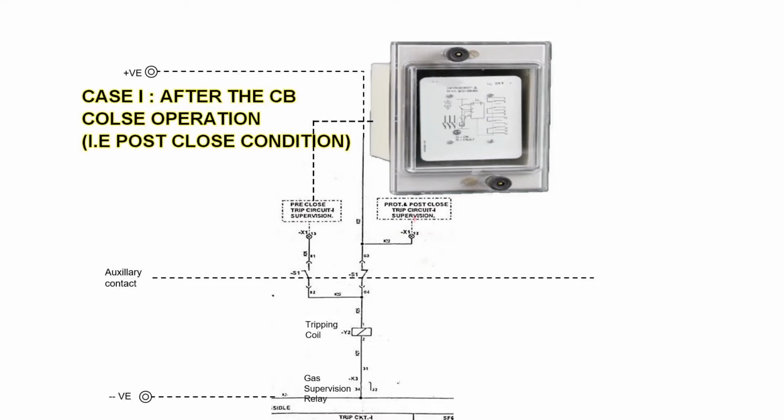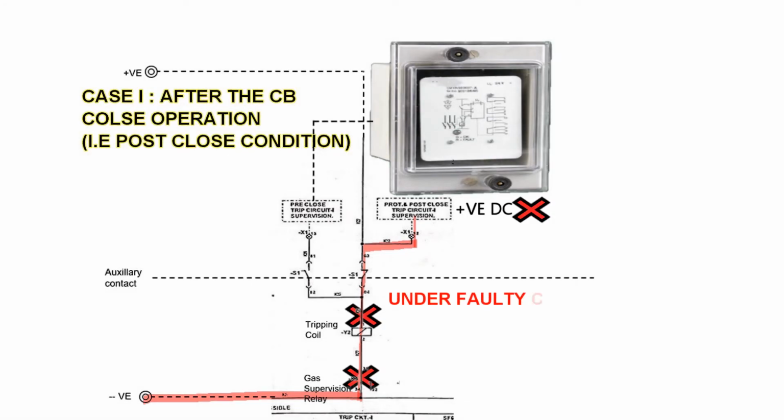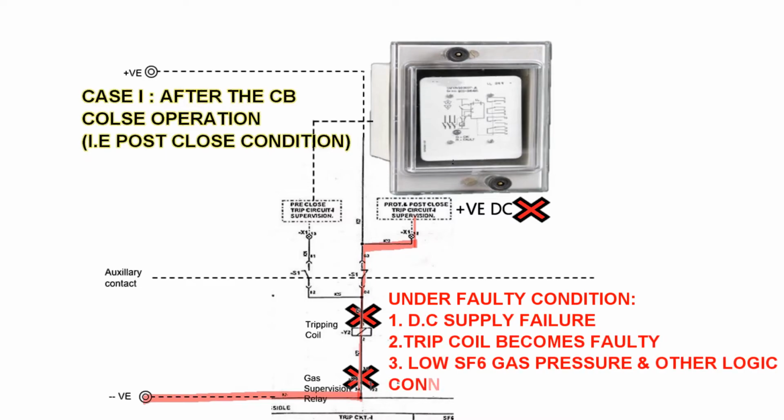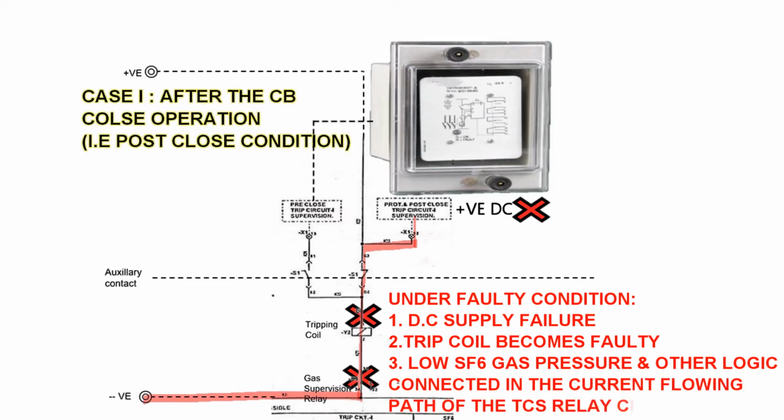Now, let us try to understand the logic considering case 1. Here, continuous positive DC is given to the TCS relay and negative DC is received from the circuit breaker, with the current flowing from positive to negative as shown here and completing the circuit. And when the circuit gets complete, it shows a green indication on the TCS relay. Under a faulty condition such as DC supply failure, a faulty tripping coil, or low gas pressure, the trip circuit does not get complete and hence shows a red indication on the TCS relay.